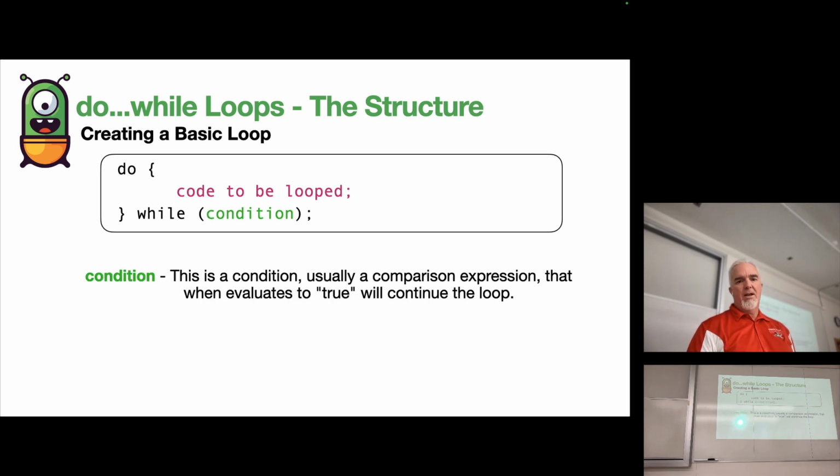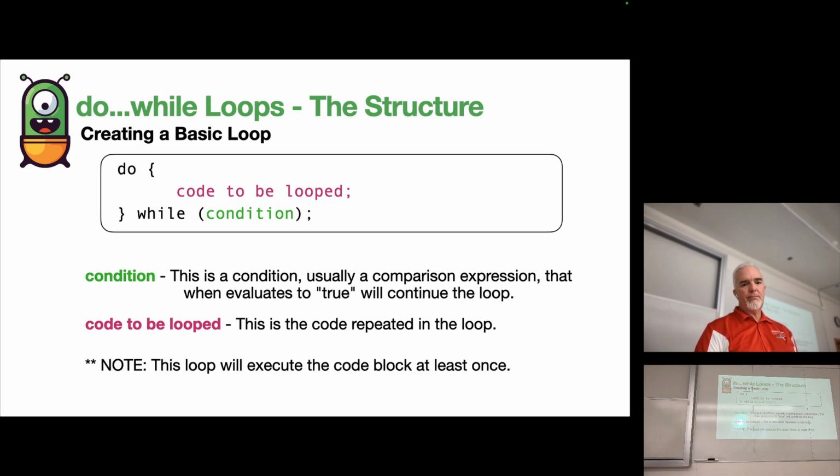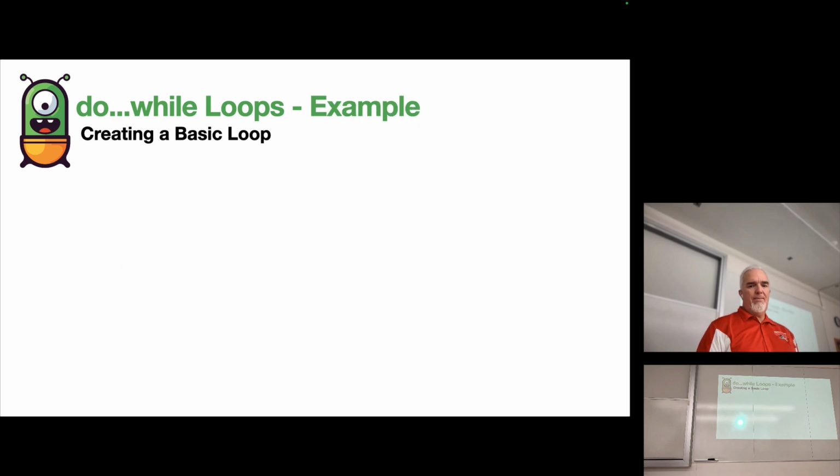You can see the condition here, which says the loop will stop when it's false. But remember, the code gets executed first, at least one time. That's the key difference between while and do while. Okay? So keep that in mind.